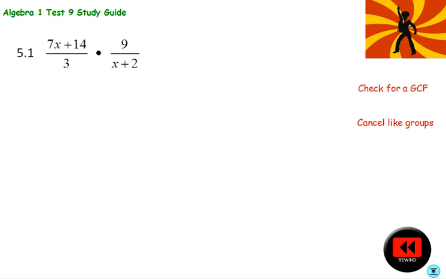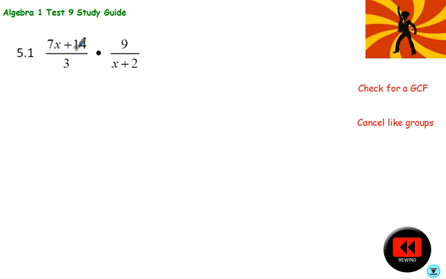All right, so then let's go ahead and take a look at 5.1. It's the last problem on the front page, so we're almost halfway there. All right, so again, these are a group, 7x plus 14 and x plus 2, so they're a part of a group, which means they need to be factored first.